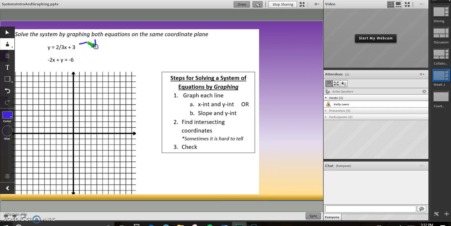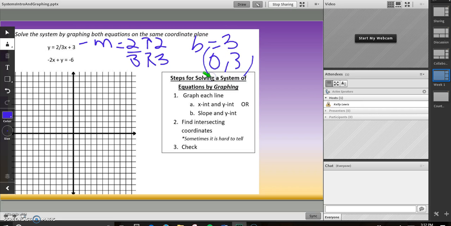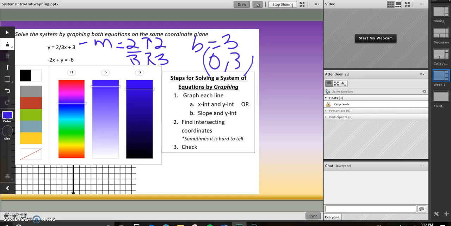All right, so here the slope is 2/3. That means I'm going to go up 2, right 3. The y-intercept is 3, so it is (0, 3). I'm going to go 1, 2, 3 and put a dot. And then the slope is 2/3. So I'm going to go up 2, right 3 and put a dot. Up 2, right 3, put a dot. All right, pretend that's a straight line.